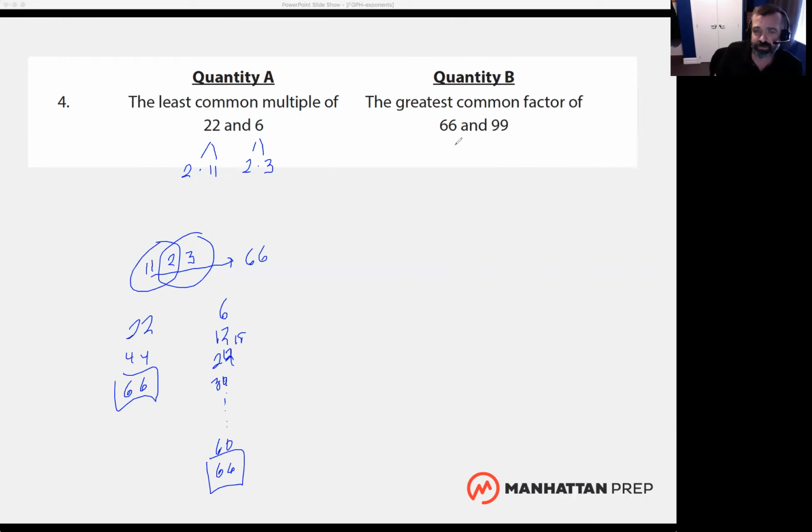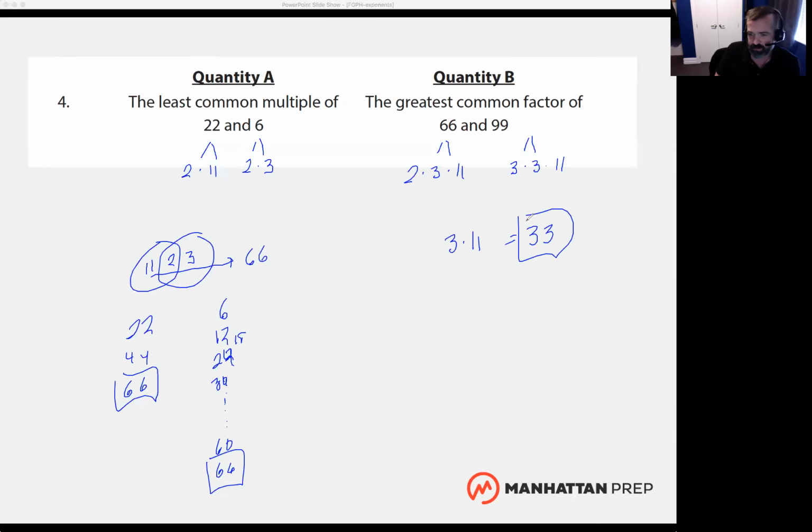All right, GCF, greatest common factor. All right, what are the ingredients of a 66? Good job. All right, so we got a 2 and a 3 and an 11, and a 99 is going to be a 3 and a 3 and an 11. So what factors do they have in common? Cool. 3 and 11. So the greatest common factor is going to be 33.